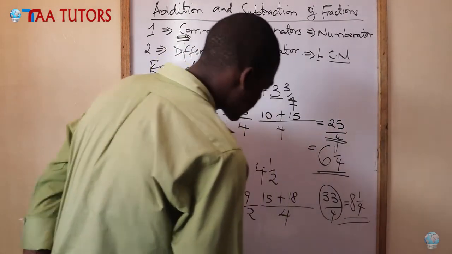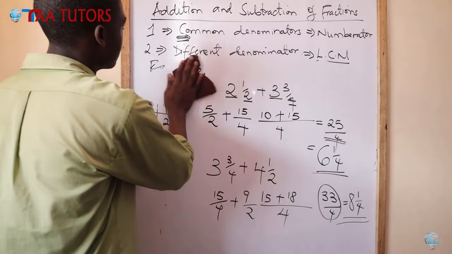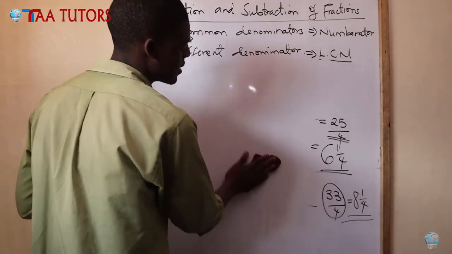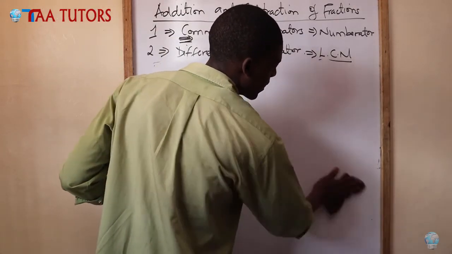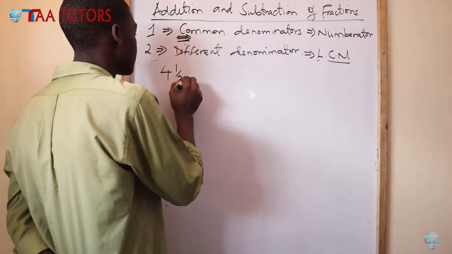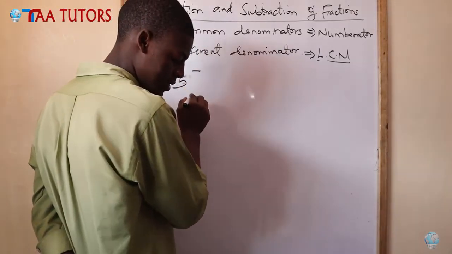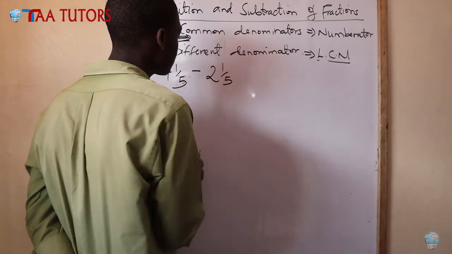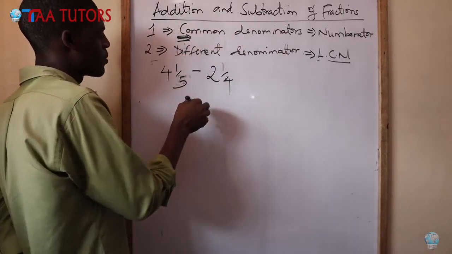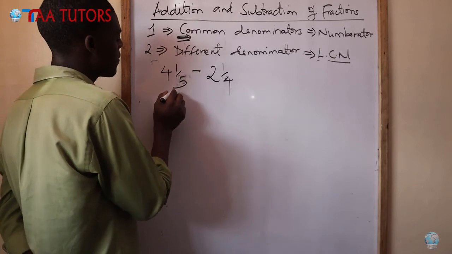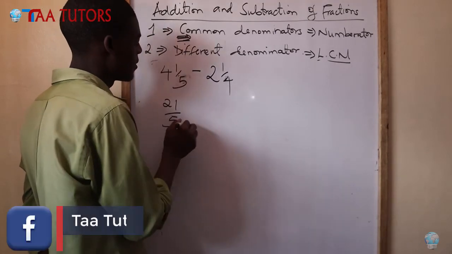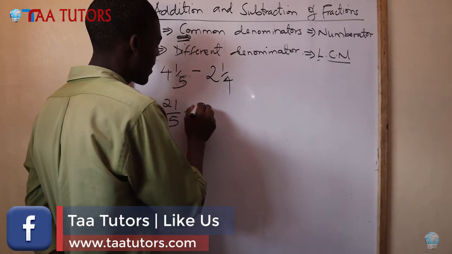So I'll do another one for subtraction. And mostly whatever you're going to find in exams is that case where the denominators are different, because that is where you're going to earn more marks. We will have 4 and a fifth minus 2 and a quarter. The first step we are going to do is to convert them to improper fractions, then look for LCM. To improper fraction, we have 21 over 5. 5 times 4, 20 plus 1, 21 over 5, minus 8 plus 1, 9 over 4.